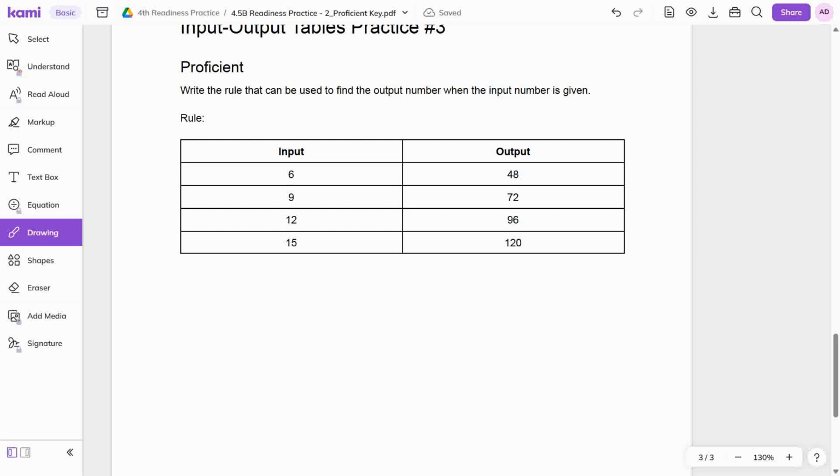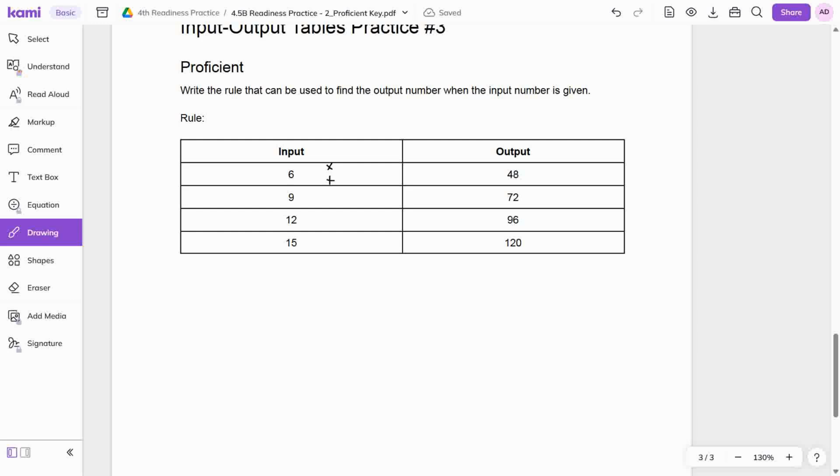Now, we've got a full table. We don't have the expression in the middle. Our third problem just simply asks us to write the rule. All right, so how do we get from 6 to 48? Well, we've got 2 options. We can either multiply or we can add to get larger.